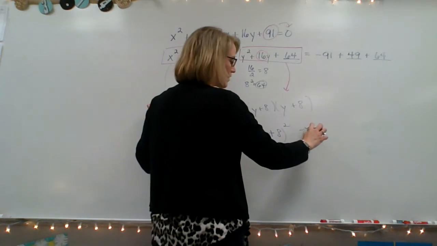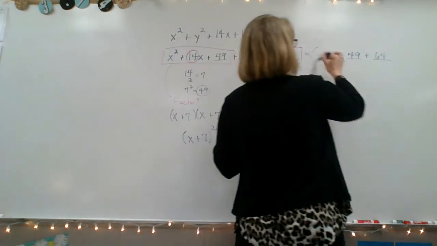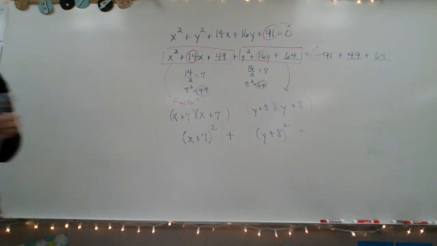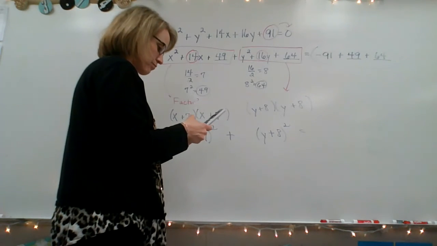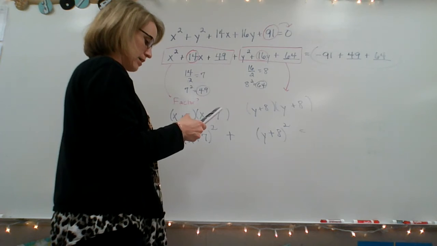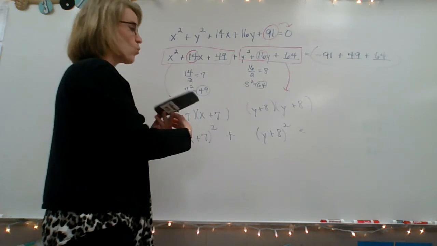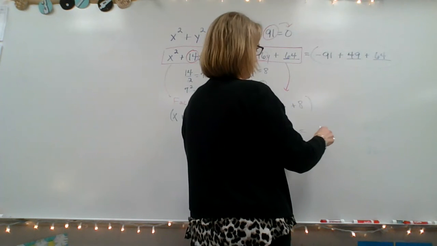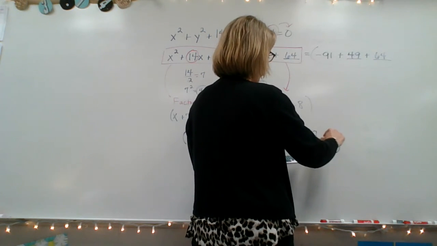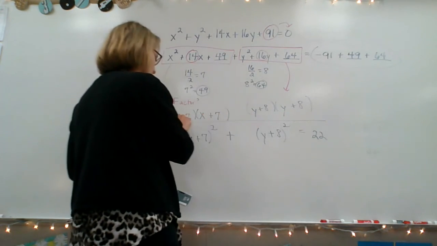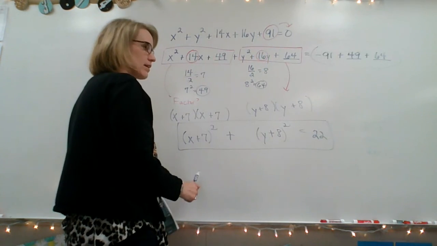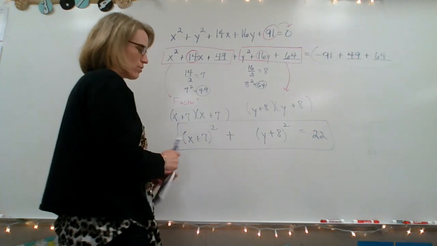And then all we need to do is to clean up this number on the right by adding those together. So let's do a negative 91 plus 49 plus 64, and that is 22. If I have done that correctly, I don't think I did. So there is your equation of a circle. You can see your center is going to be at (-7, -8), and then the radius, we would do the square root of 22 to find that.